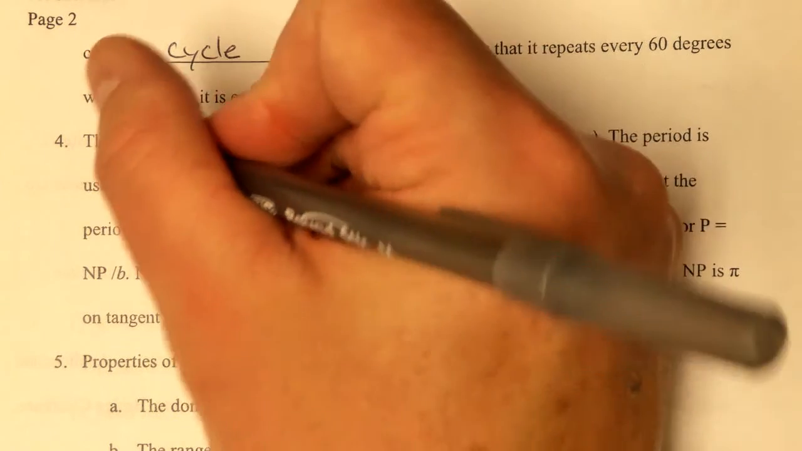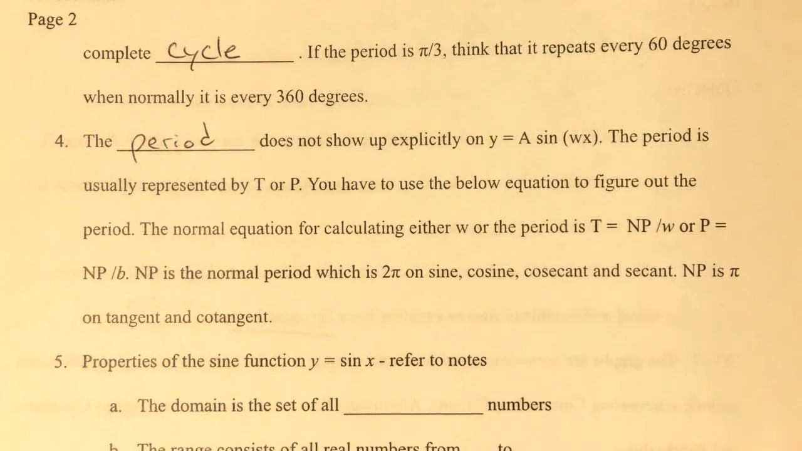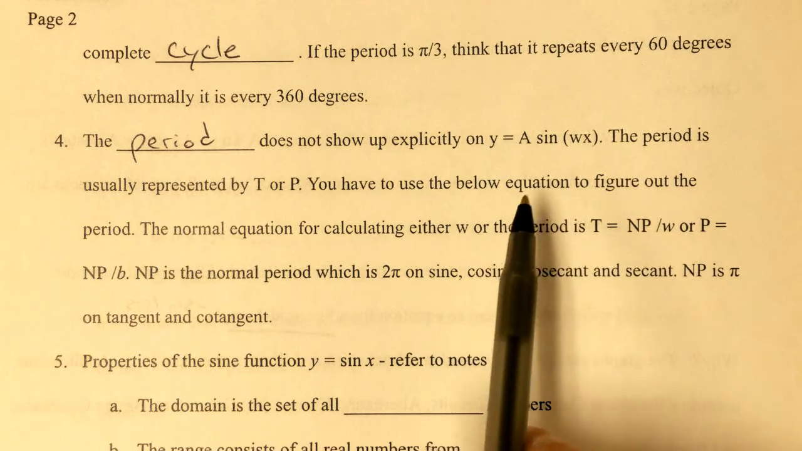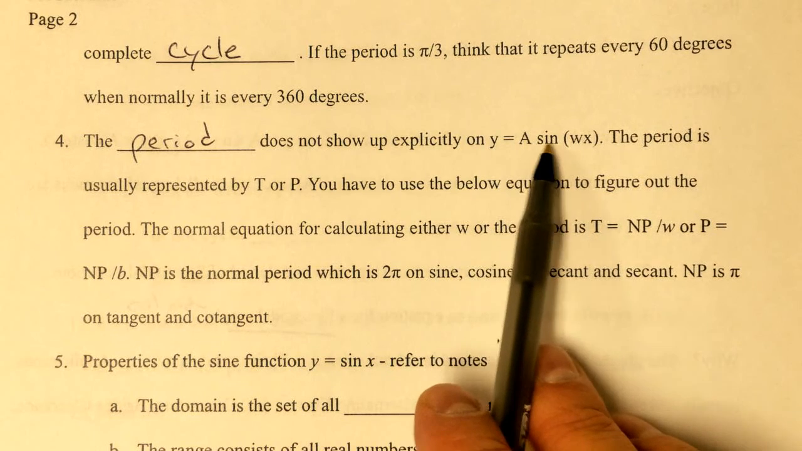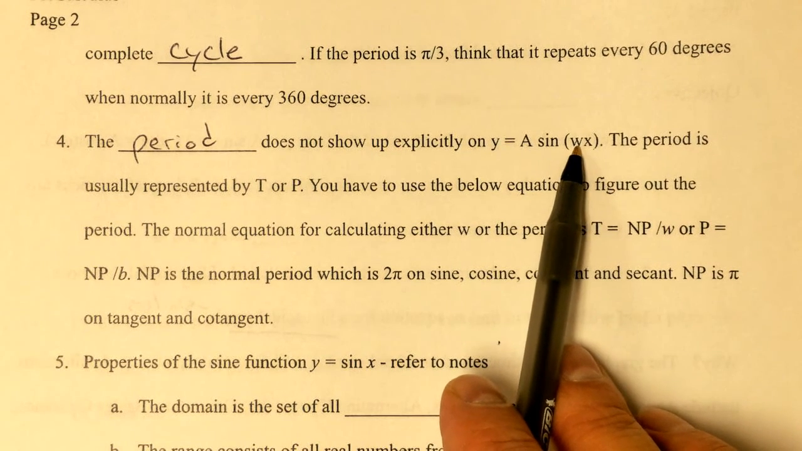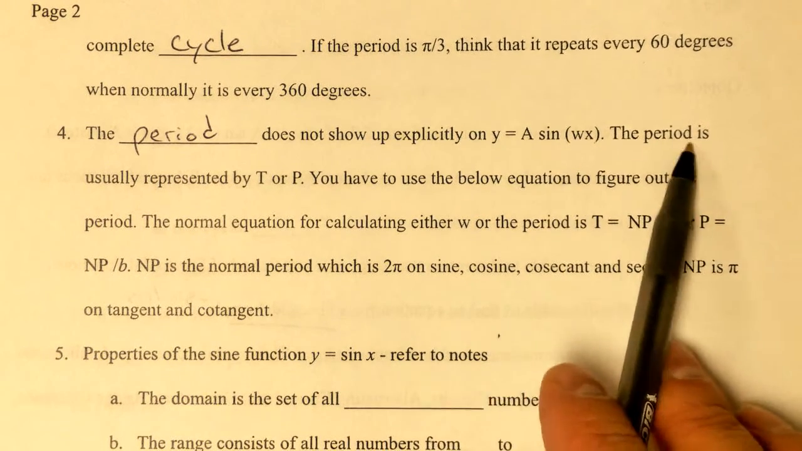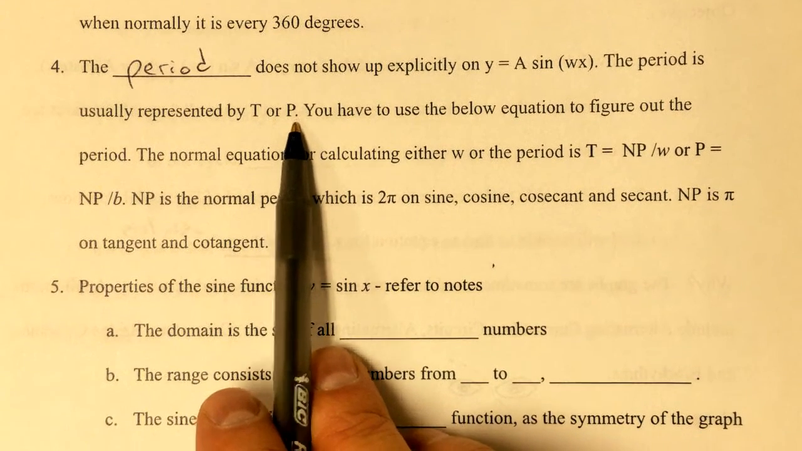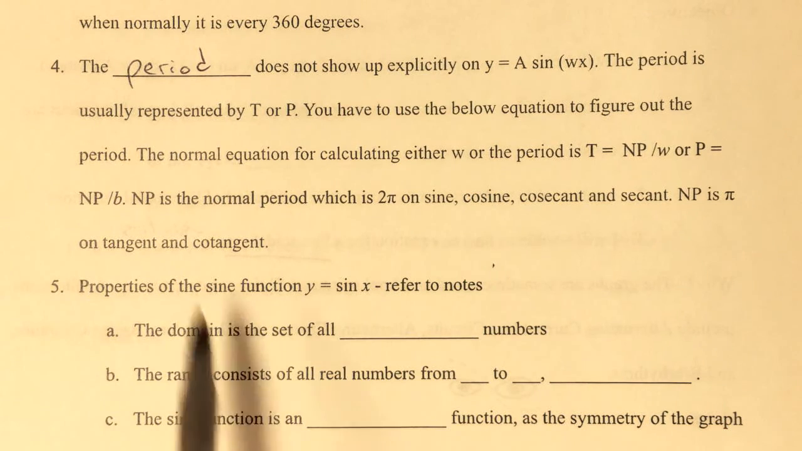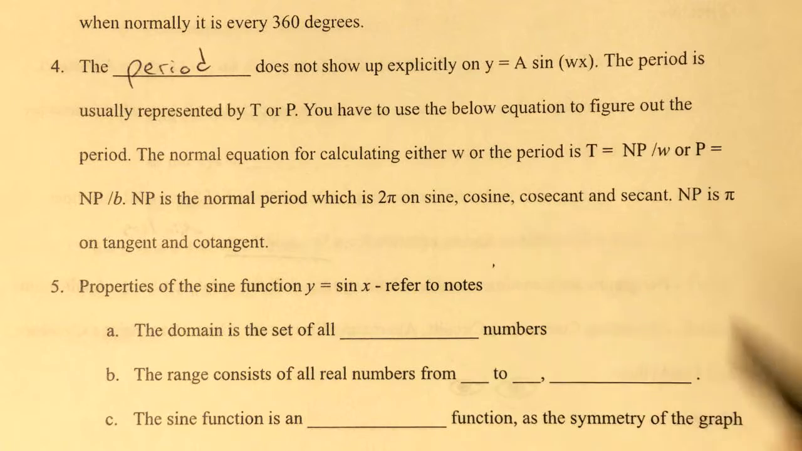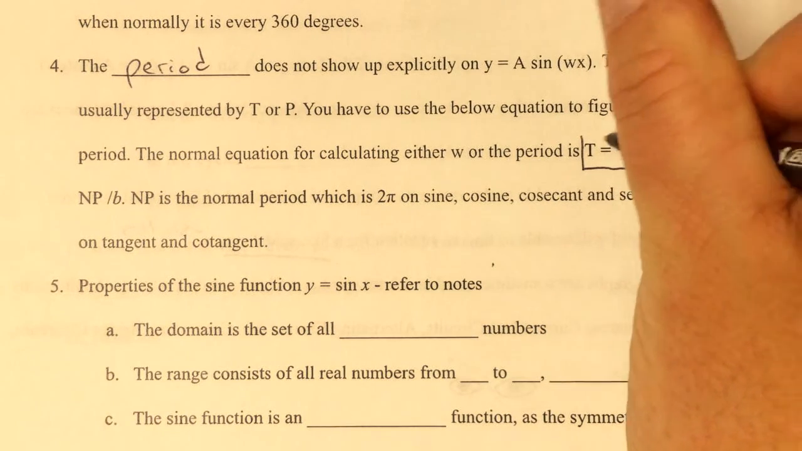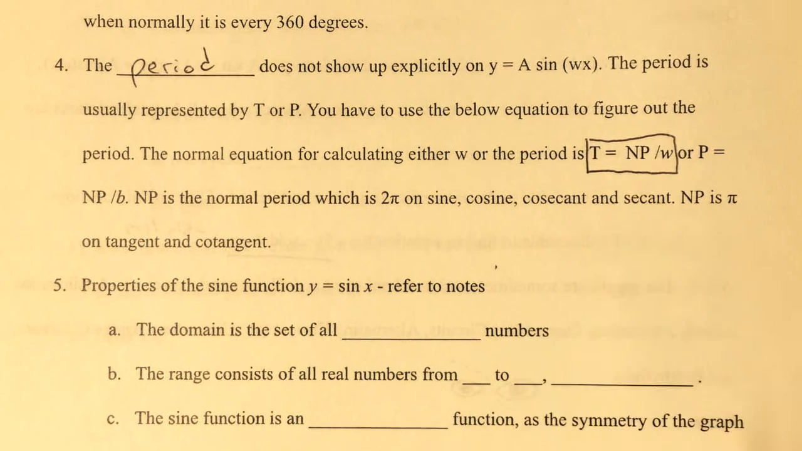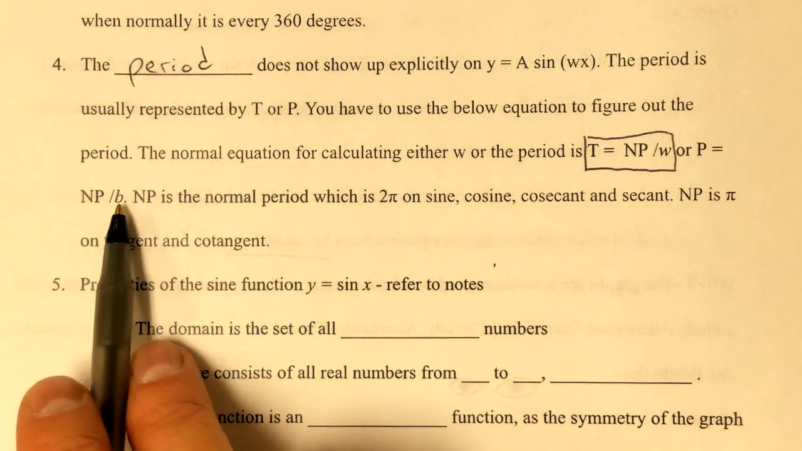Number 4, the period does not show up explicitly on A sin WX. So in other words, you may see a number for A and a number for W, but the W number is not the same as the period. The period uses the letter either capital T or capital P. You have to use the below equation to figure out the period. You either use this one, T equals NP over W, where NP is the normal period, or you use period is the normal period divided by B.